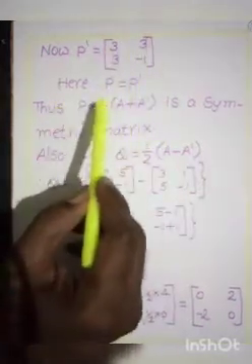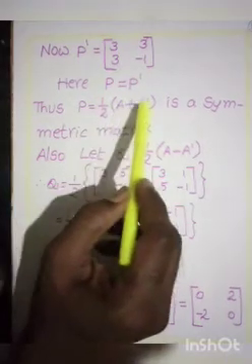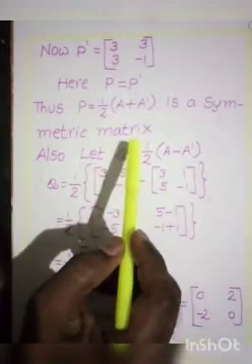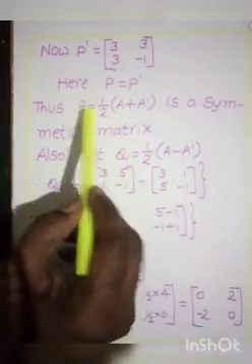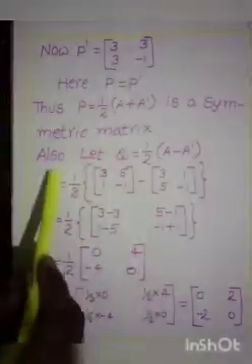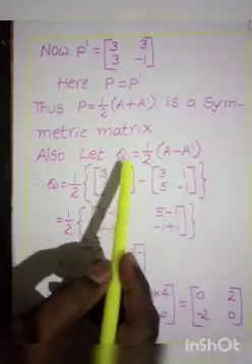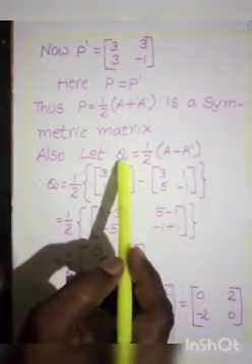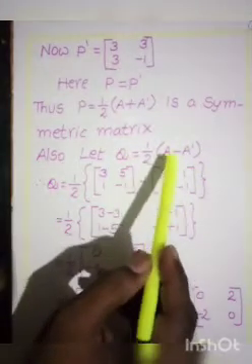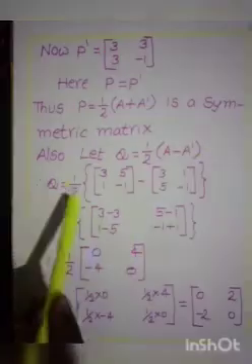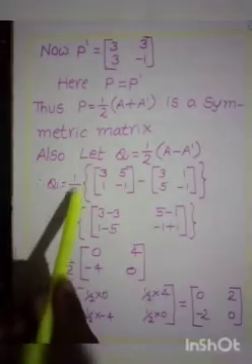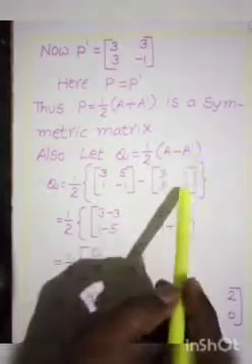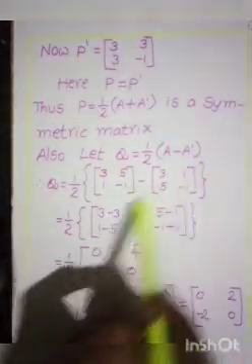Thus, P is equal to 1 by 2 of A plus A dash is a symmetric matrix. By the definition of symmetric matrix, we can say that P is a symmetric matrix. Also, let us consider Q is equal to 1 by 2 of A minus A dash. We are assuming that Q is a matrix such that 1 by 2 of A minus A dash. We find here Q matrix. So 1 by 2 into, we wrote here matrix A minus here A dash. Understood this step, my dear children?